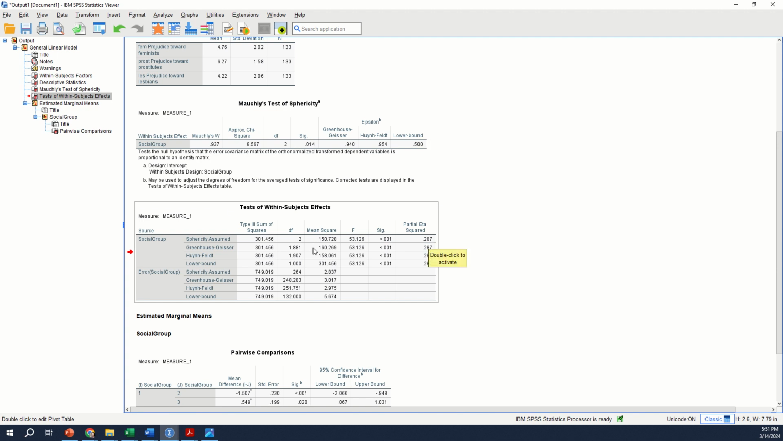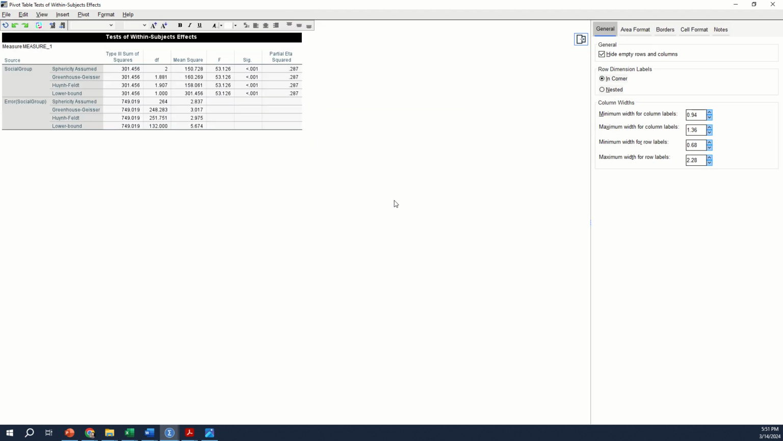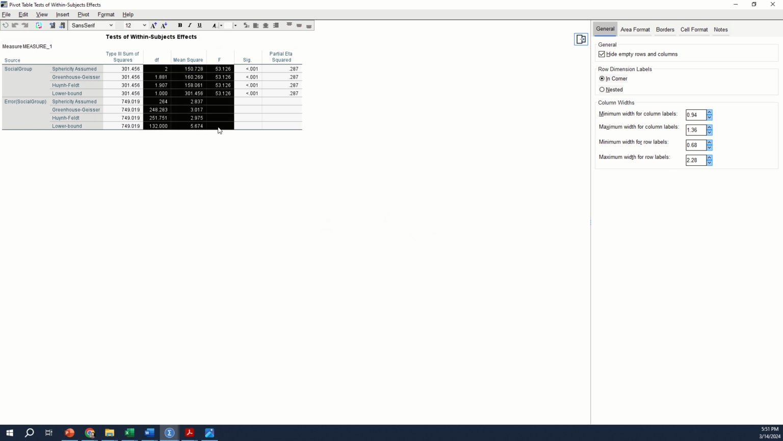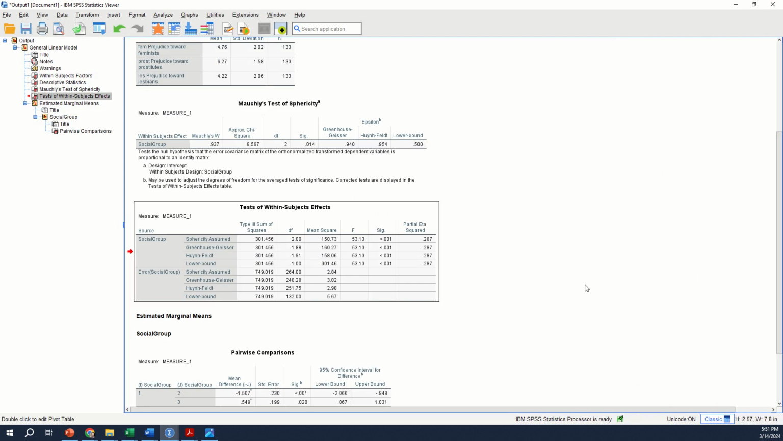And I am just going to, again, round the relevant numbers to two decimal places. It'll just be easy for us to read. Select all those. Bam. Just a little bit easier to look at here. So we're looking in the Greenhouse-Geisser row because Mauchly's test is significant. We have our degrees of freedom between and within, and you'll notice that we actually have decimals for our degrees of freedom.